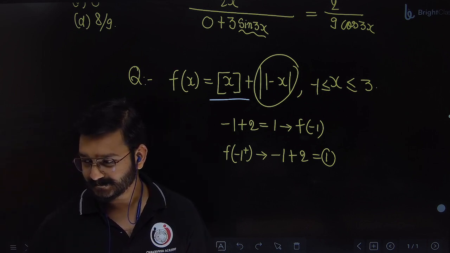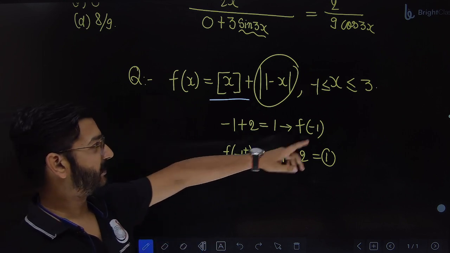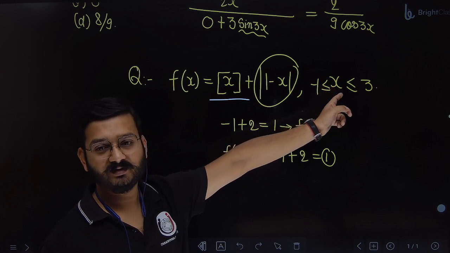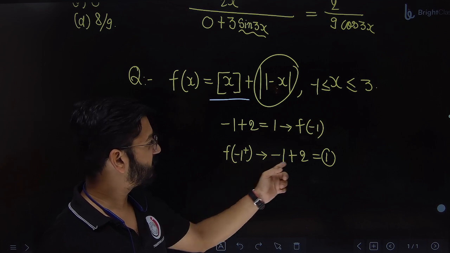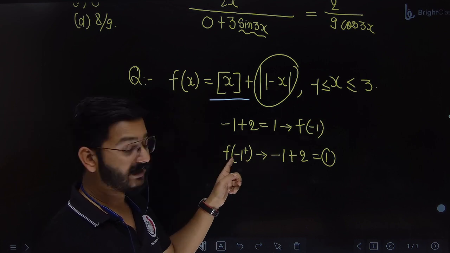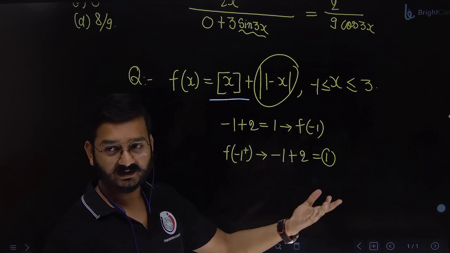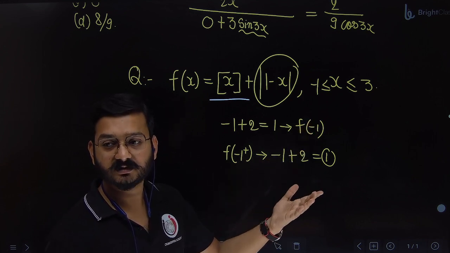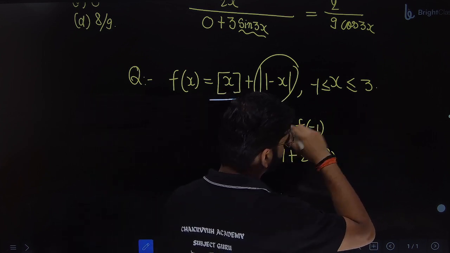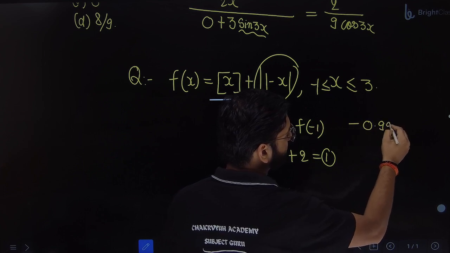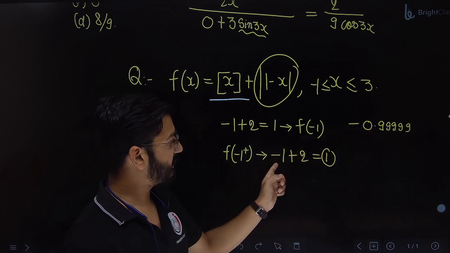Sir, can you explain again? I don't understand. See, at -1, we can find only the right hand limit. We can't find the left hand limit because the function is not defined. So this is basically the right hand limit at -1. What is the value? If you take any value which is greater than -1 but close to it, what will be the greatest integer? -1. Suppose, just tell me what is the value close to -1? -0.999. Okay, so the greatest integer of that will be -1.